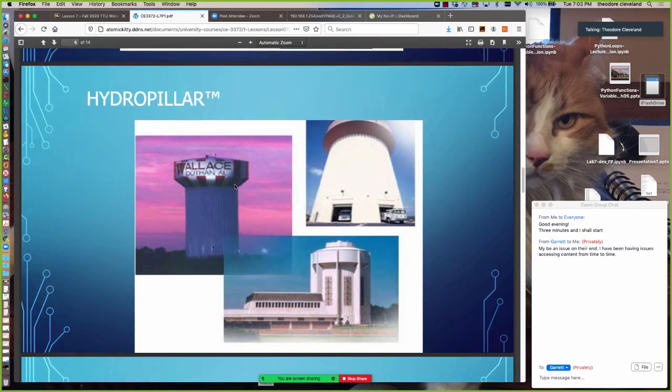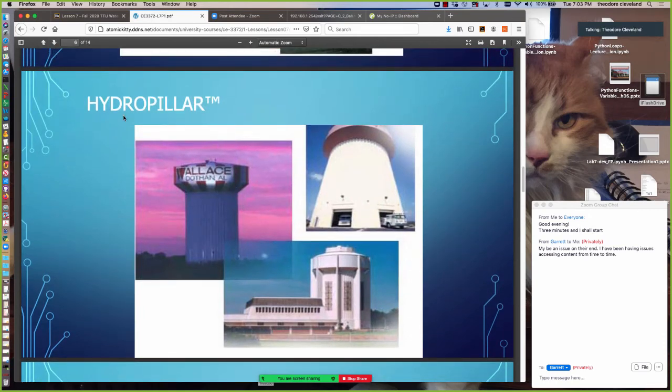If you want to just buy these things already built, there's a company called Hydropillar, which semi-prefabricates these things. And you'll notice they all have some common design elements. They have a tank up in the air that is essentially a truncated cone, a vertical part, and then another truncated cone. And then they have a support pillar, which provides the structural support and the hydraulic infrastructure to bring water to and from the tank.